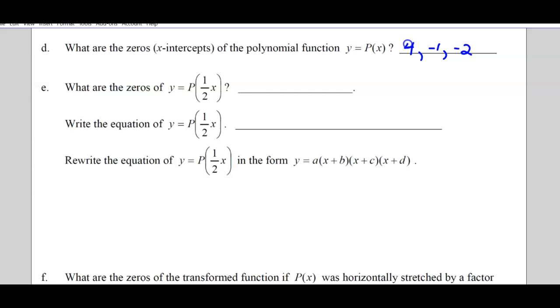So what are the zeros if we replace x with 1/2 x? That is a horizontal stretch by 2, which takes every x value and doubles it. So 4 will become 8, negative 1 becomes negative 2, negative 2 becomes negative 4.